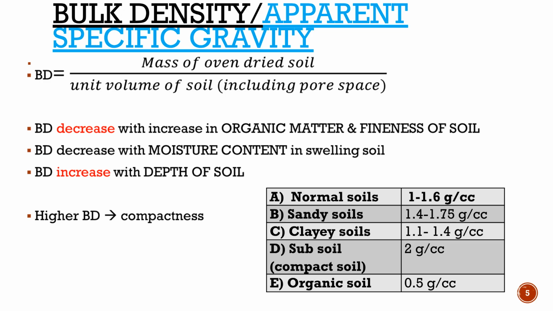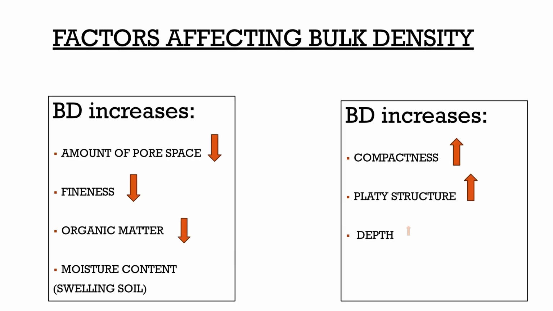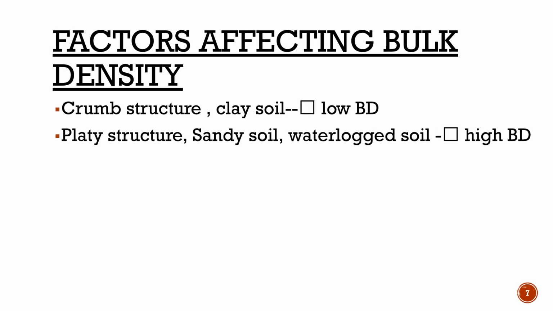Bulk density generally increases with depth of soil. Bulk density increases with greater compactness, peaty structure, and depth. It decreases as the amount of pore space, fineness, organic matter, and moisture content in swelling soil increases. Crumb structure in clay soil leads to low bulk density. Peaty structure, sandy soil, and waterlogged soil result in high bulk density.